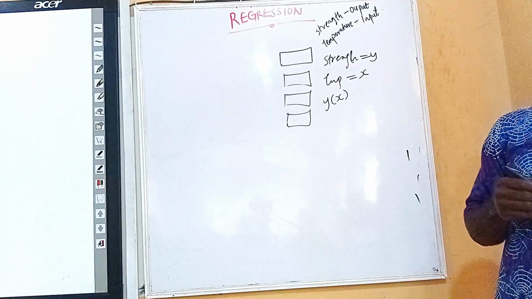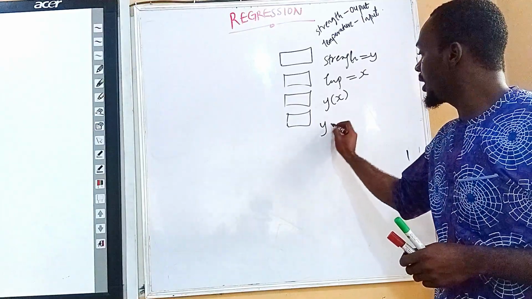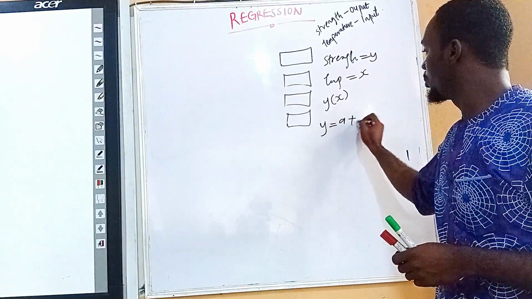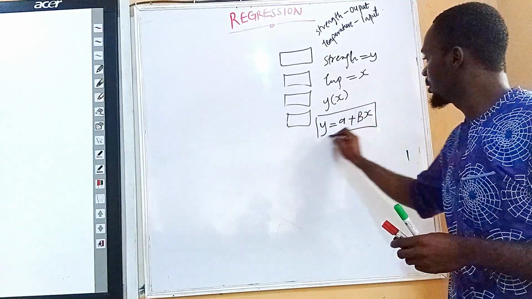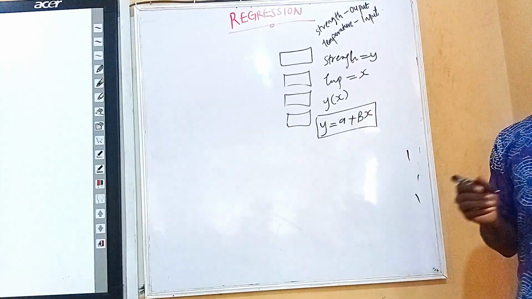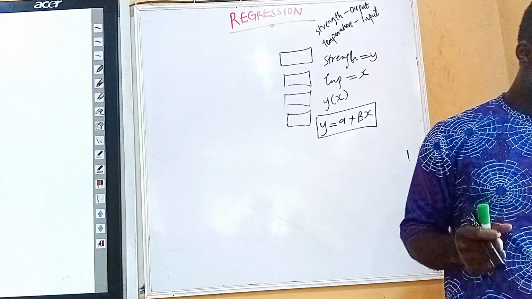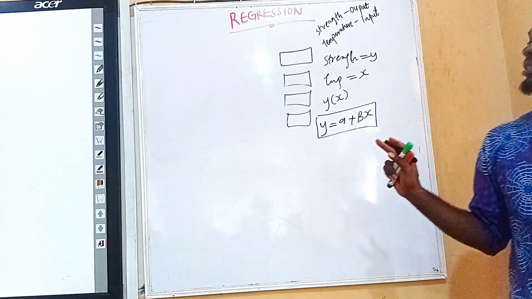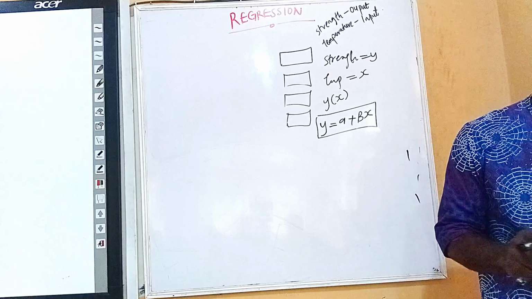So the format for the model is y is equal to a plus bx, where a and b are estimators. A and B, they are the estimators.